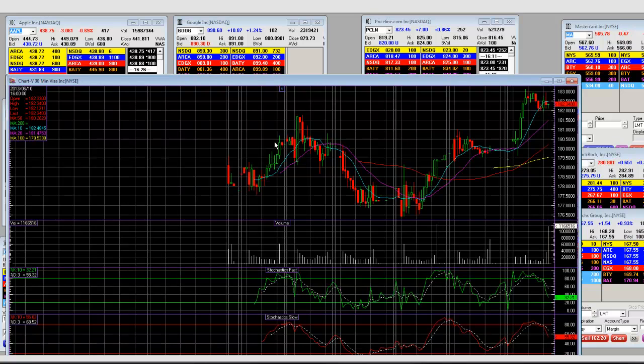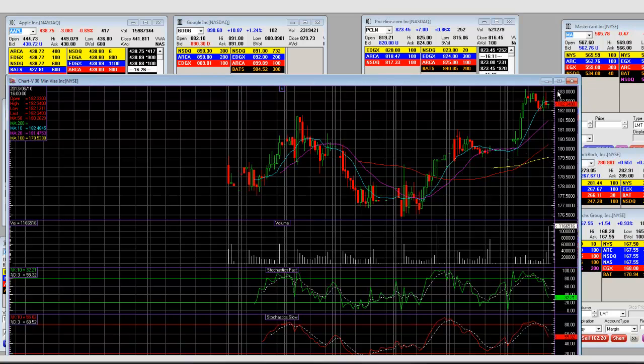Visa, on the other hand, on a 15-minute level, it finally performed. It got to our price target last week, and then it rallied up. From 179.50, we made the 183 tops on Visa.